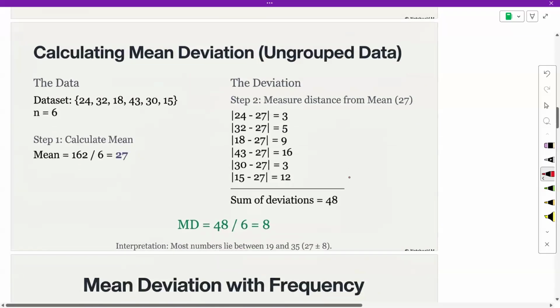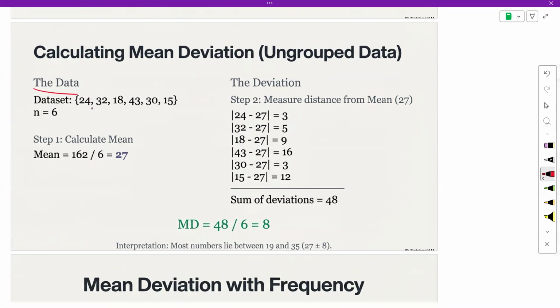Right, here we are calculating the mean deviation for ungrouped data. The data set is given to you. This is a data set. The data is not arranged in order. It's not a matter here.